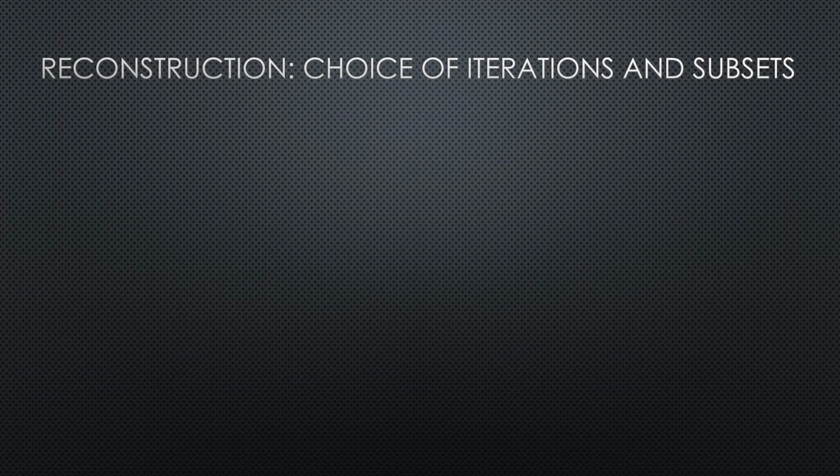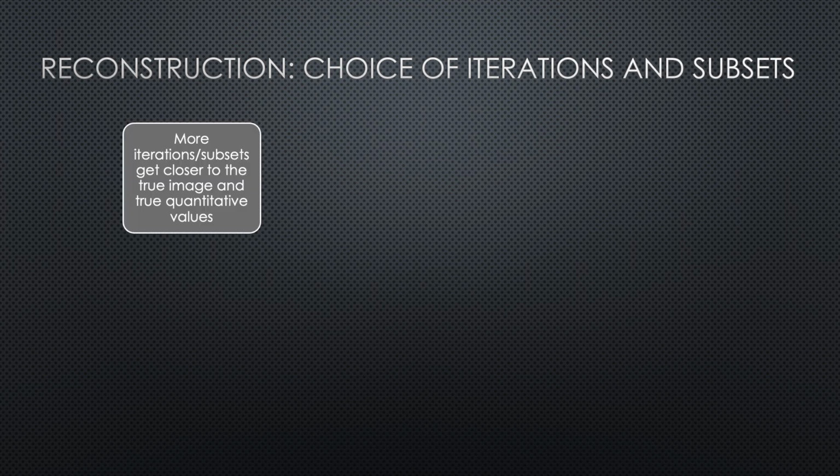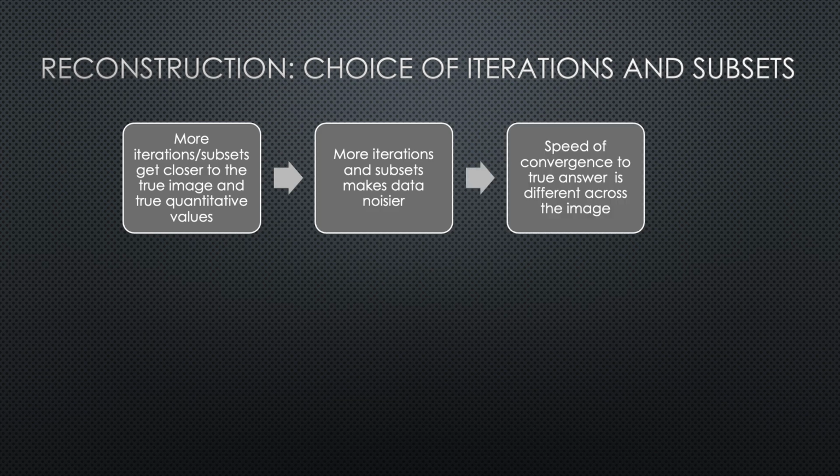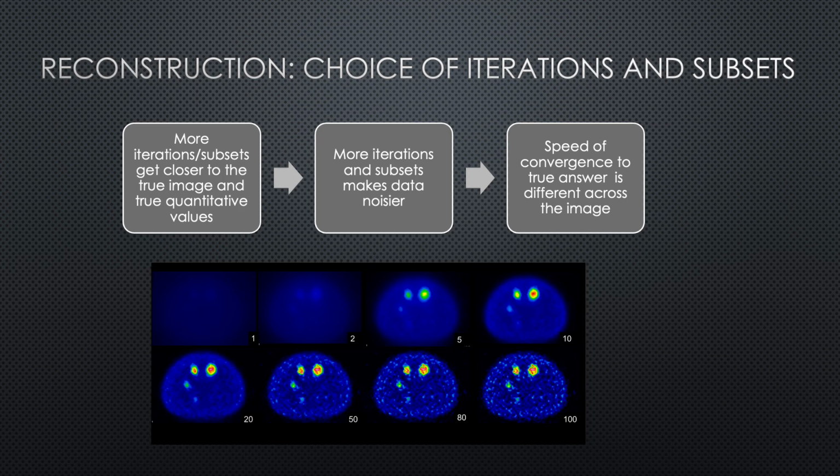Something else we should be aware of is the choice of iterations and subsets we use in our SPECT reconstruction. The more iterations and subsets we do, the closer we get to the true image and the true quantitative values. But more iterations and subsets makes the data noisier. And the speed at which we get to this true answer, the speed of convergence, is different across the image, which makes life challenging. Just want to show an example here.